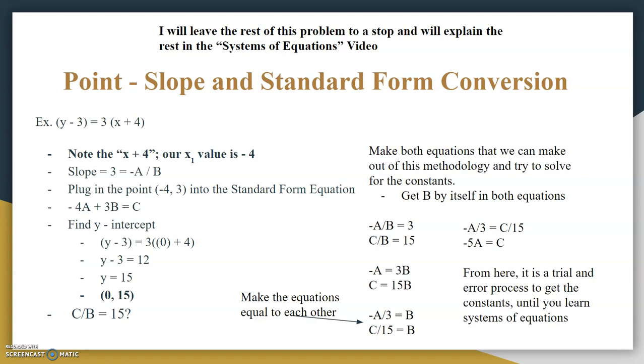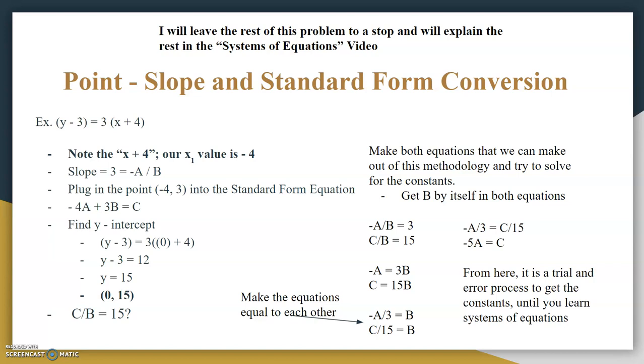Negative a divided by b is equal to 3. c divided by b is equal to 15. This is all we know so far. Let's multiply both equations by b. Negative a is equal to 3b. c is equal to 15b.